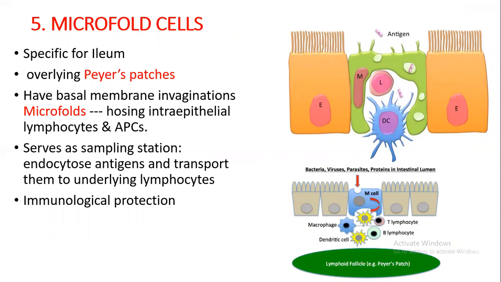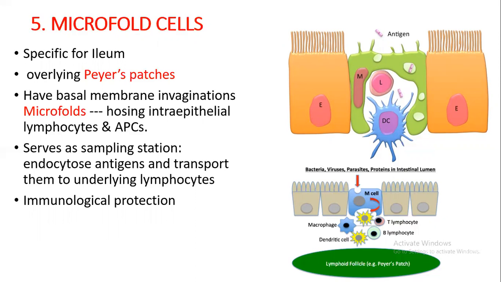Microfold cells are specialized epithelial cells in the mucosa of the ileum only, and they overlie the lymphoid follicles of the Peyer's patches, which are present only in the ileum. These cells are characterized by the presence of basal membrane invaginations or pockets. These basal foldings contain many intraepithelial lymphocytes and antigen-presenting dendritic cells.